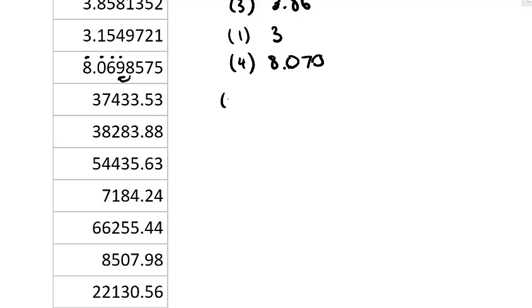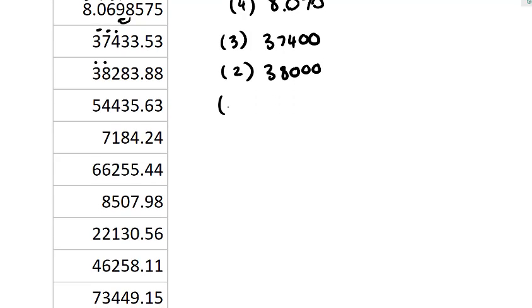Okay, let's do this one to 3 significant figures, 1, 2, 3, so 3, 7, 4, 0, 0. Okay, let's go to 2 significant figures, so 1, 2, it's going to round down, so 3, 8, 0, 0, 0. Okay, let's go to 5 significant figures, 1, 2, 3, 4, 5, round based on that, so 5, 4, 4, 3, 6.